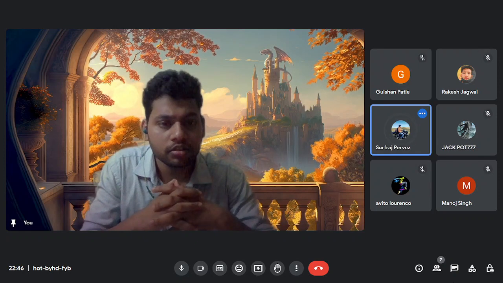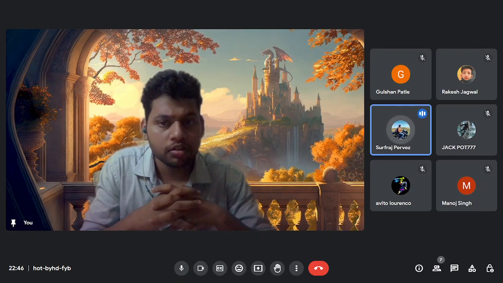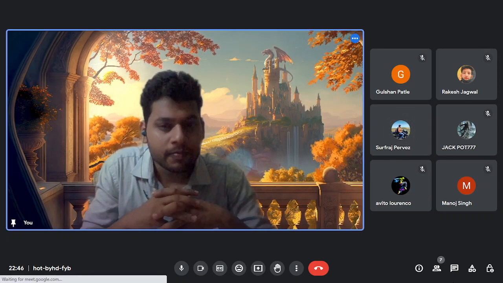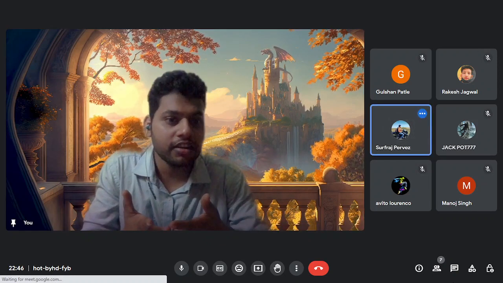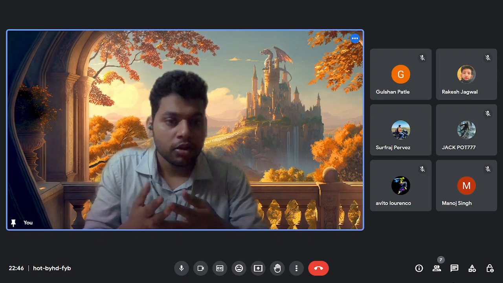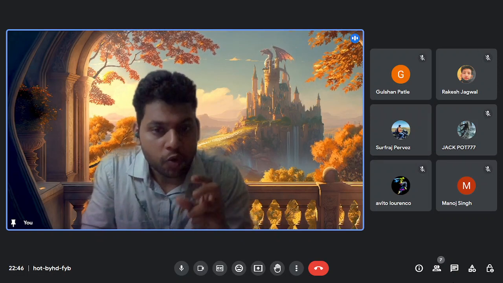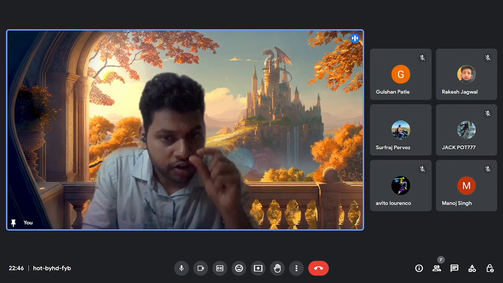Surface tension is the tendency of fluid to shrink into minimum surface area. Exactly. Because of the surface tension, the liquid forms droplets.